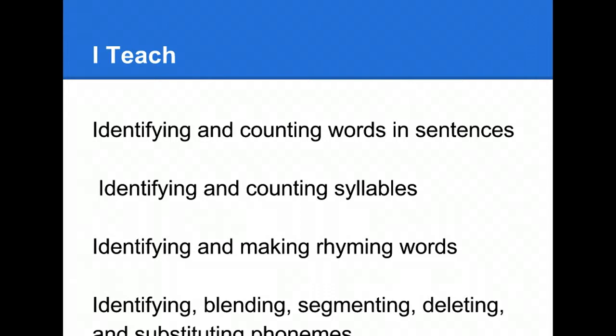So this is basically what you're teaching when you're focusing on phonemic awareness. However, I see this all the time. Oh, I'm going to give them a phonemic awareness worksheet, and they're going to read the instructions to fill it out. If your students are at this level, they're not reading. Identifying, blending, segmenting, deleting, and substituting phonemes.